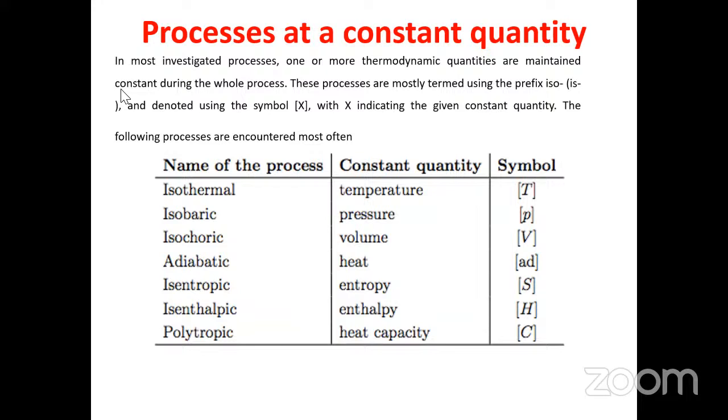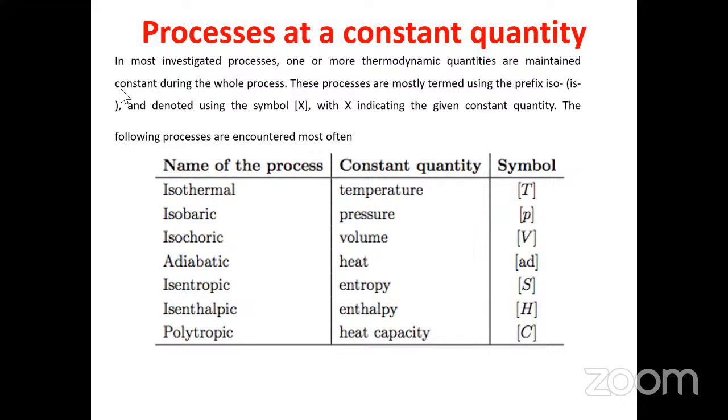So as you can see in this slide, the following processes are encountered most often. You can see the slide that I have now. You see the name of the process, you see the constant quantity and the symbol that is used. So if you have iso, like I've told you, we use prefix.